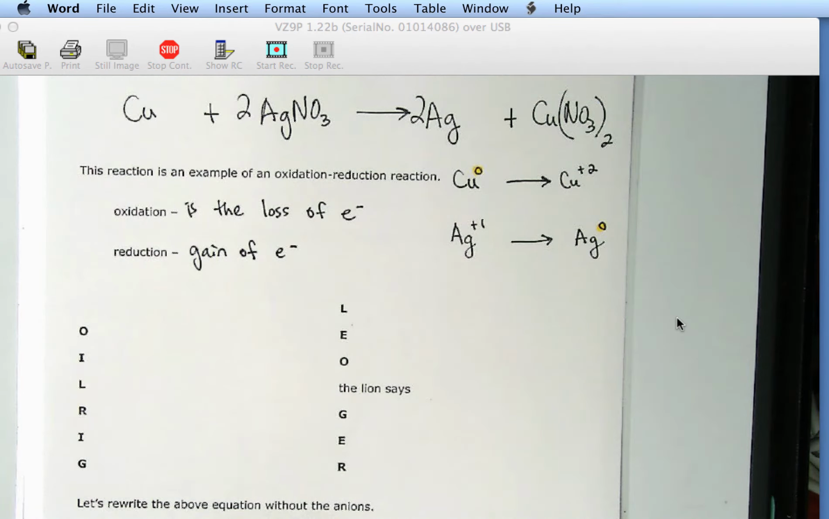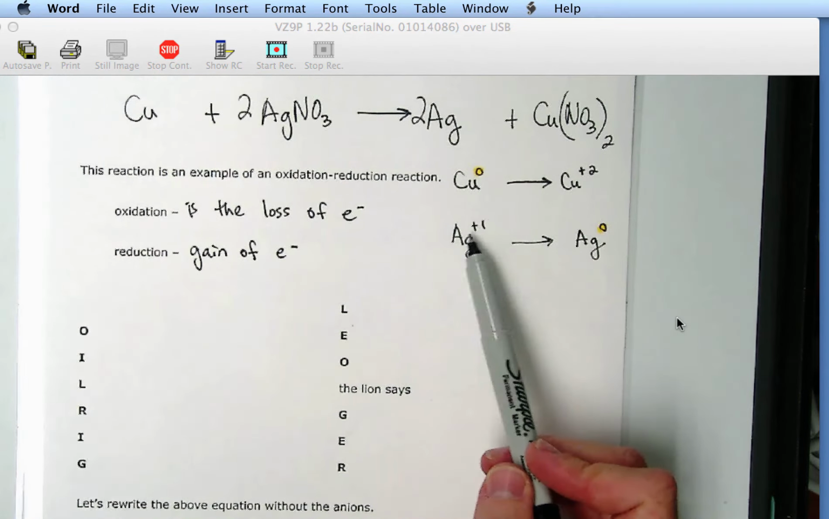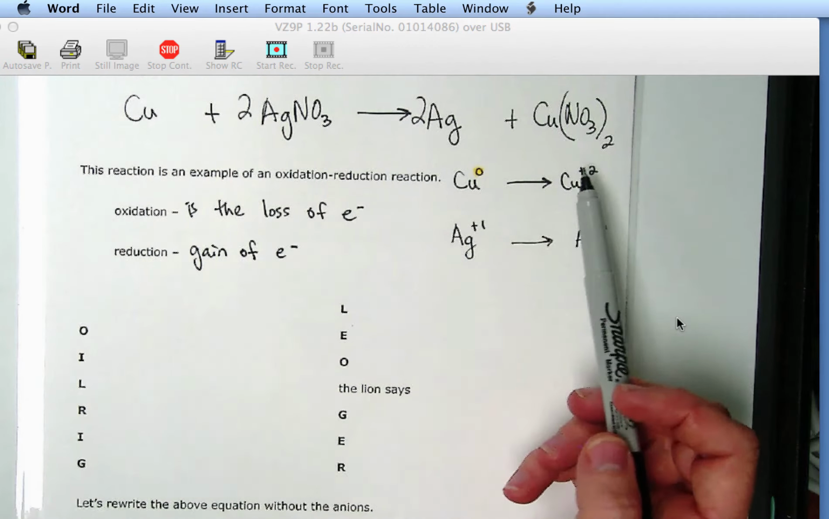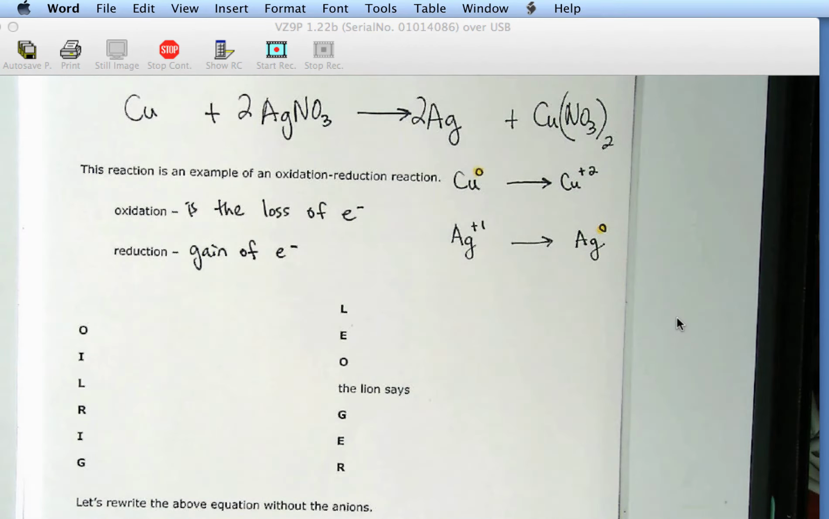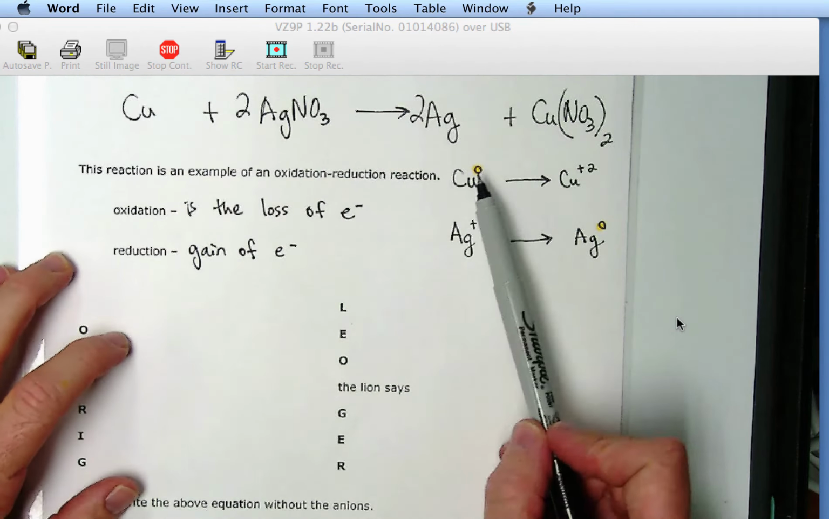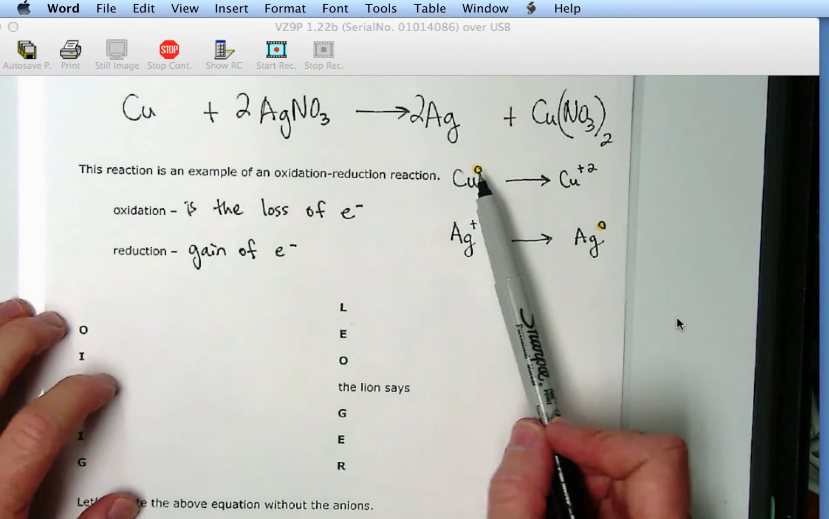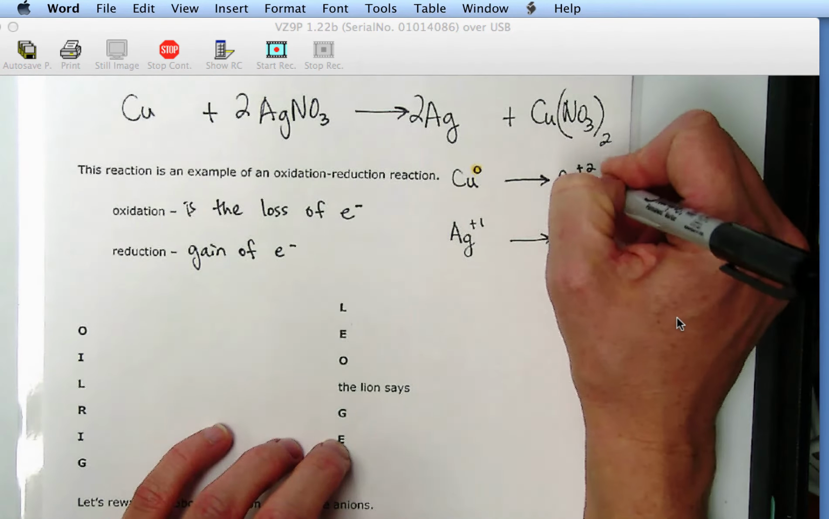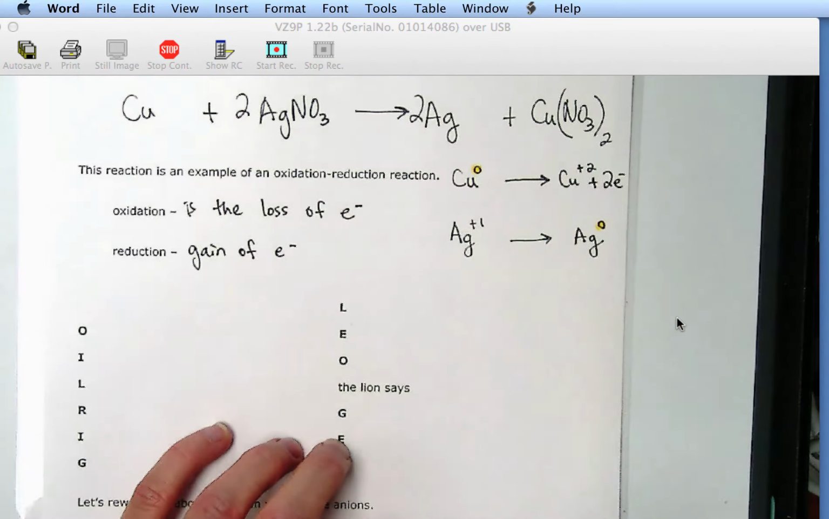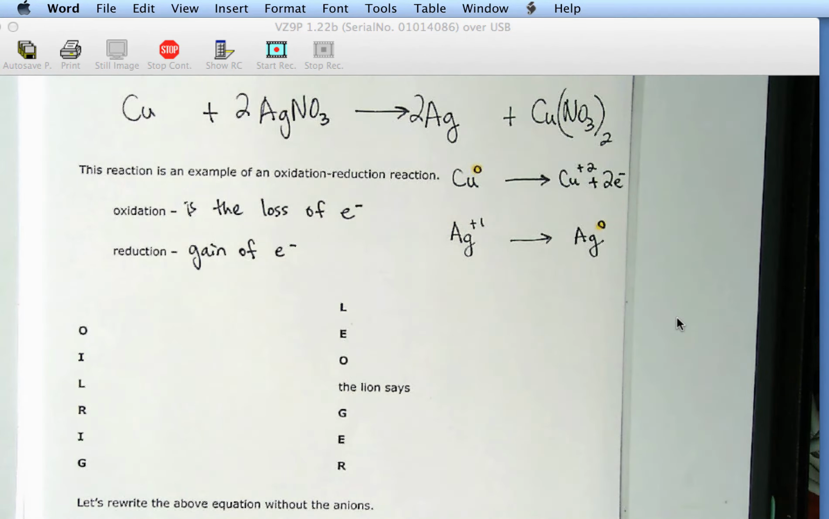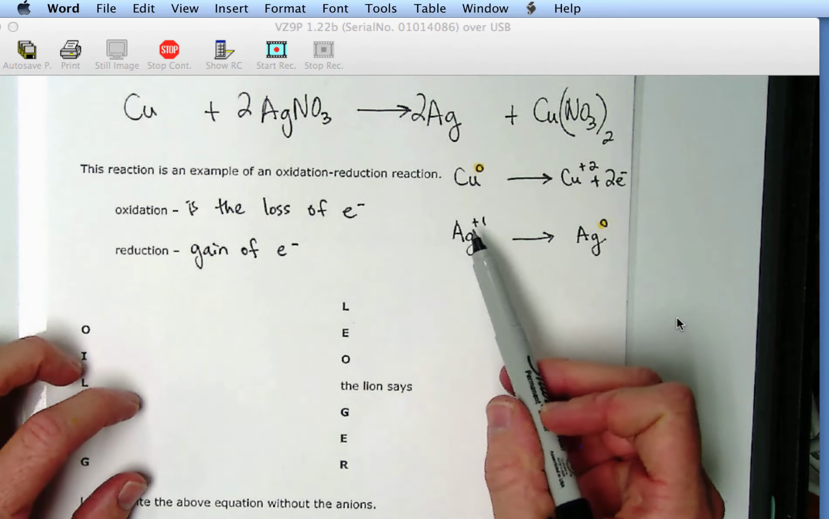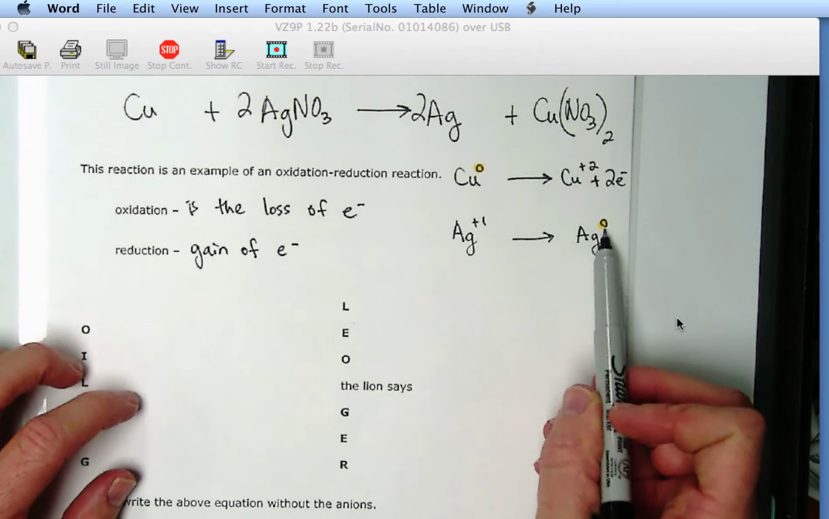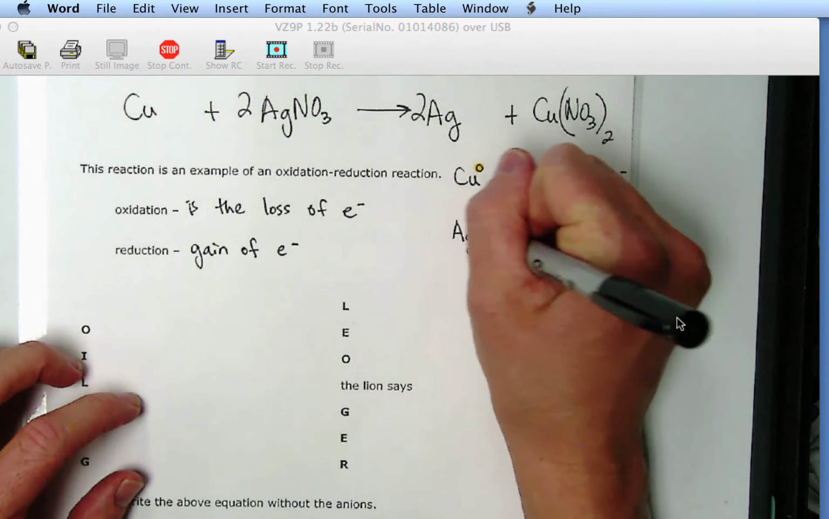So when you're looking at these two, these are called half reactions when you split it in half. When you're looking at these two half reactions and you're saying, well, what's happening to this charge on copper? It went from copper being completely neutral to copper +2. It must have lost electrons. On the other hand, silver went from +1 to 0. It must have gained an electron.